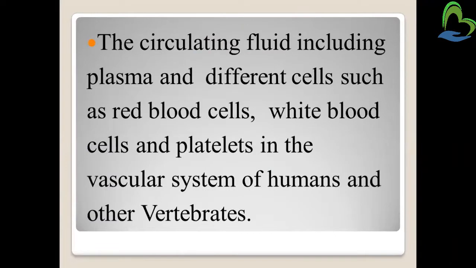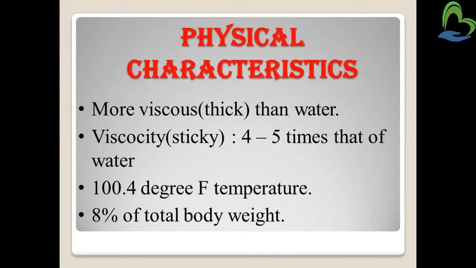Then the circulatory fluid includes the plasma and different cells such as red blood cells, white blood cells, and platelets in the vascular system of humans and other vertebrates. It is the fluid which contains the plasma as well as some cells, that is red blood cells, white blood cells, and the platelets. Now the physical characteristics of the blood.